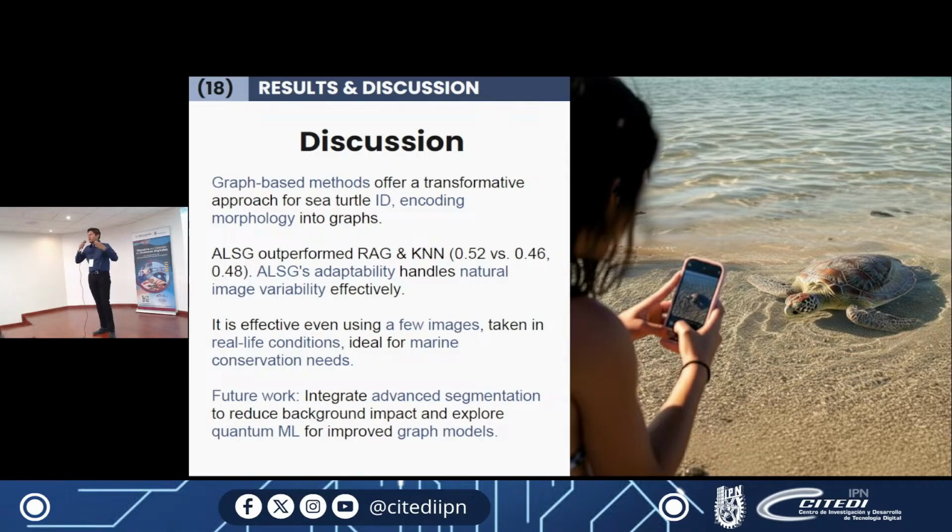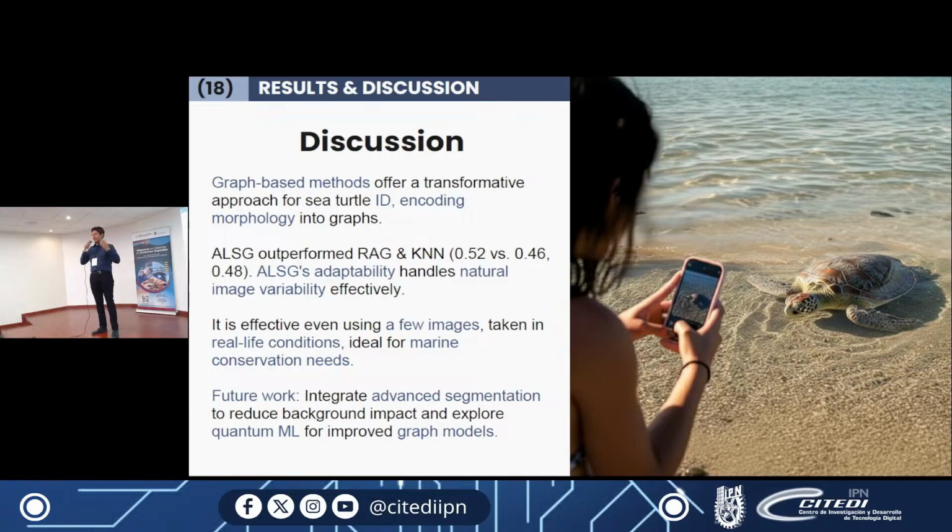And the ALCG adaptability handles natural image variability effectively. Okay, this is the main approach because we want to include the whole community. Everyone with a cell phone can take a photo and identify the individual, as you can see here. This is the idea: just with your cell phone, take a photo in any way, and with this photo, obtain the specific ID of the seed total. So this is the main idea.